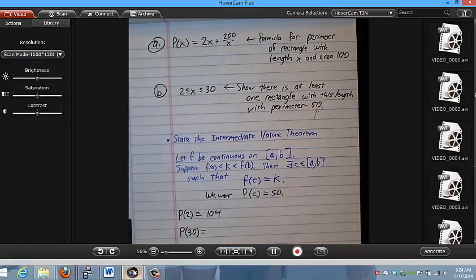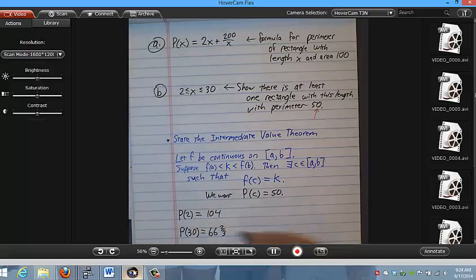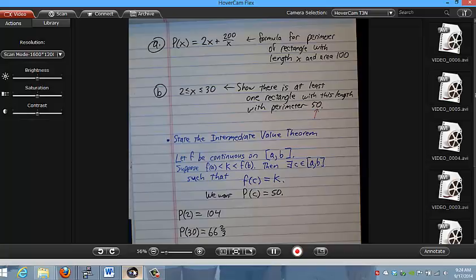60 plus 20 thirds is 66 and 2 thirds, I think. No. Did something wrong. Problem. What's my problem right now, guys? My problem is that the perimeter 50 doesn't show up between there, those. But if it did, I'd know I'm done, because that's a continuous function. And it's 9:25 and I made an error. Shoot.